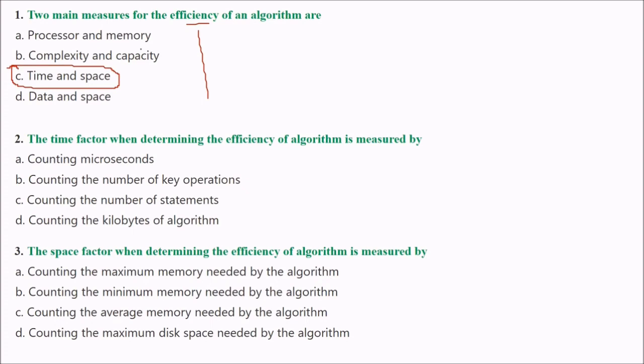So we have two complexities, time complexity and space complexity. The next is: the time factor when determining the efficiency of an algorithm is measured by what? The answer would be, we try to find out the number of key operations. So D is the correct one, counting the number of key operations to measure the time efficiency. Next is: the space factor when determining the efficiency of an algorithm is measured by. These are four options. Please read it very carefully and try to answer. The answer is the first one, counting the maximum memory needed by the algorithm. So maximum memory is space factor, space complexity.